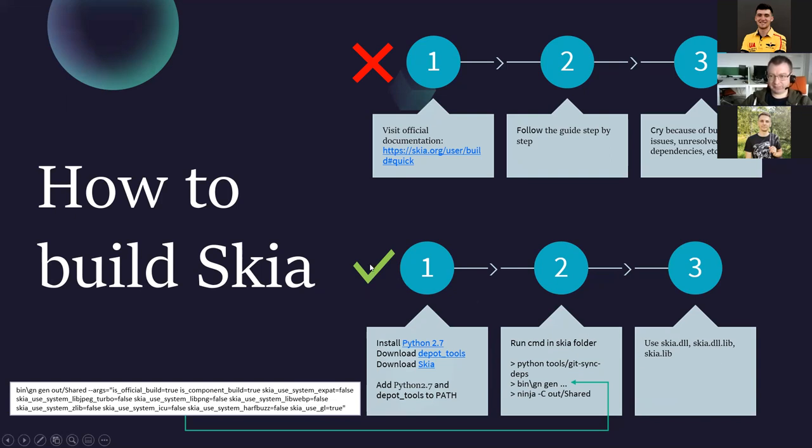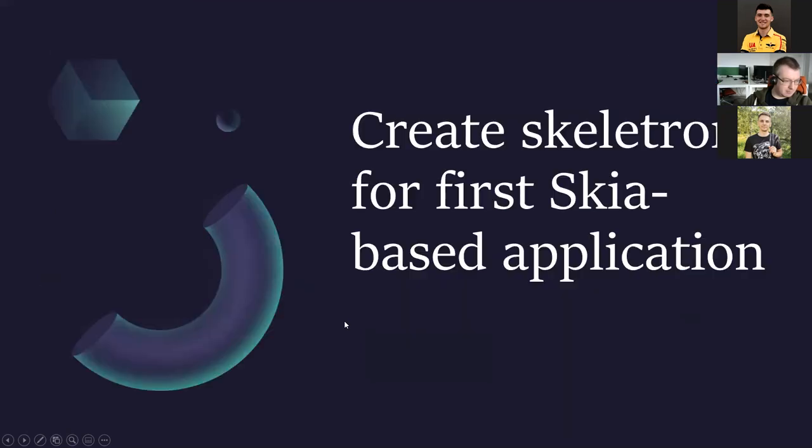I hope that building on Linux will be much easier, since most of the arguments are forcing us to build libraries like libjpeg that already exist in most Linux distributions, so we can avoid most of these parameters in building. Now we have built the Skia DLL and we can start to develop our first application. Any questions for this stage? Nice.